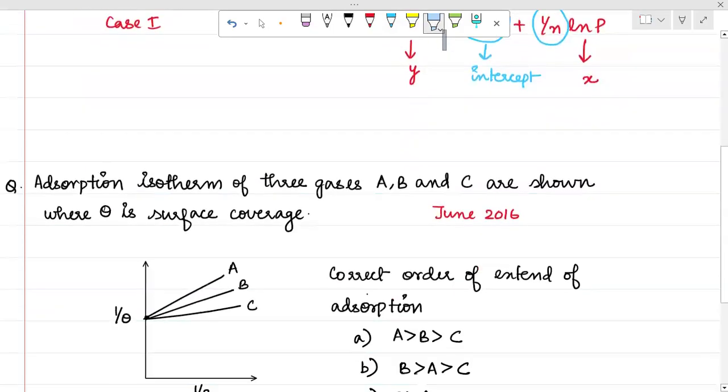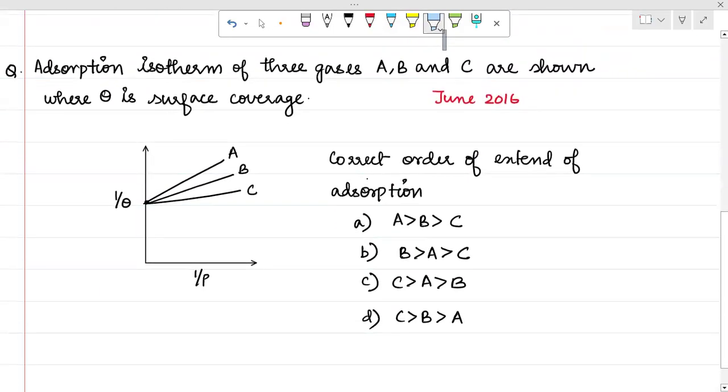Okay, let's try a different question. This question was asked in 2016. Pause the video, read the question, try it out on your own, and cross-check with the answer. Okay. So the question says, the adsorption isotherm, so isotherm of course means the temperatures were kept constant, of three gases A, B, C are shown where theta is the surface coverage. Okay, so extent of adsorption is also known as surface coverage. So you have to write the correct order of extent of adsorption, correct order of theta.